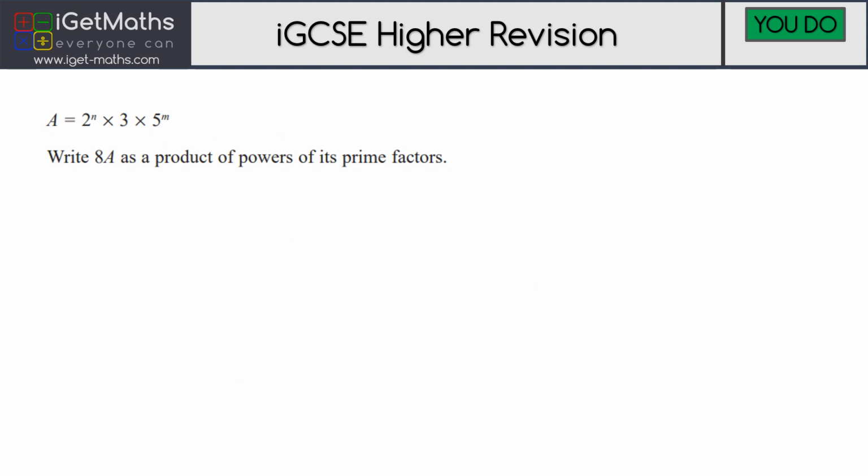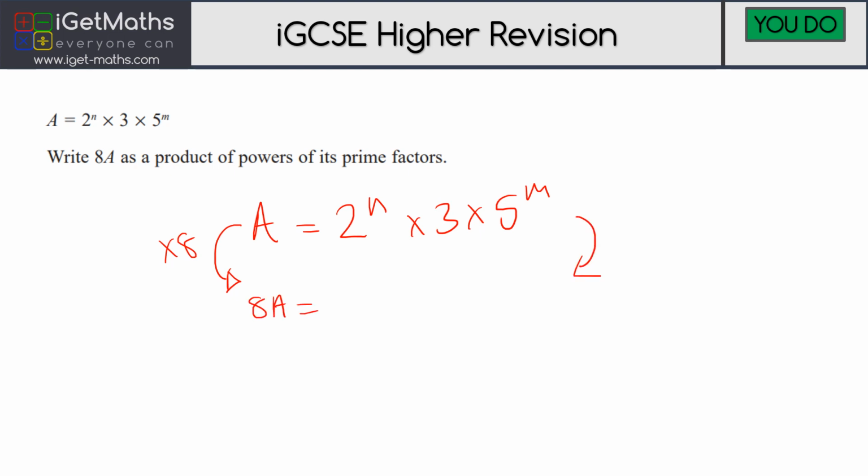Okay, so we've got a equals 2 to the power of n times 3 times 5 to the power of m. Write 8a as a product of powers of its prime factors. So we've got a equals 2 to the power of n times 3 times 5 to the power of m. So we're going to do a times 8. That's going to give us 8a. And then we're going to times this side by 8 as well. And that's going to give us 2^n times 3 times 5 to the power of m times 8.